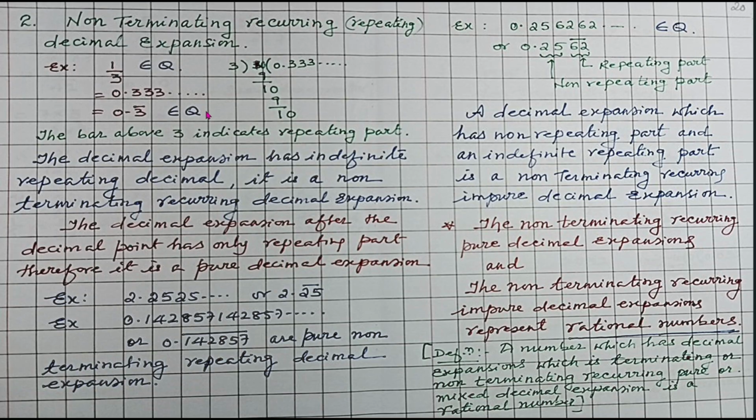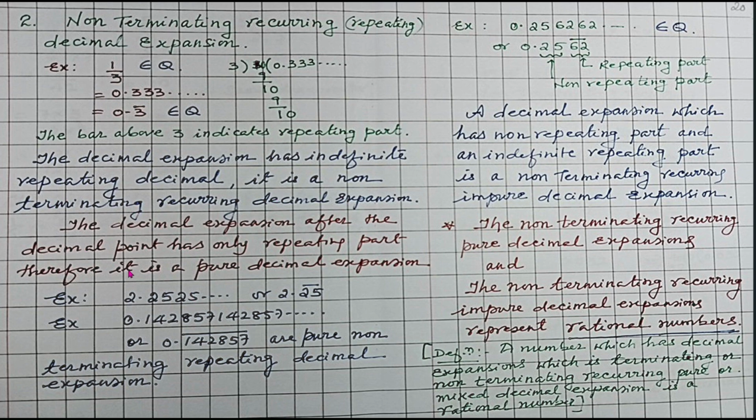Therefore, it is very clear that decimal expansions which are non-terminating, recurring or repeating also represent rational numbers. The bar above 3 indicates the repeating part. The decimal expansion has indefinite repeating decimals. That means it is unending here. Therefore, it is called indefinite repeating decimals, and it is a non-terminating recurring decimal expansion.